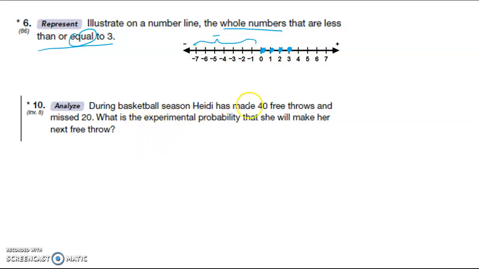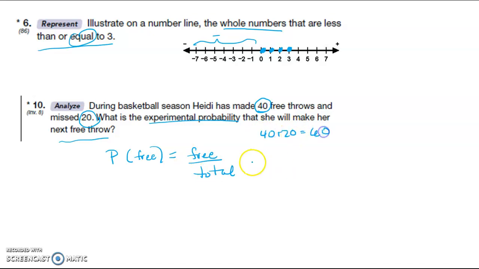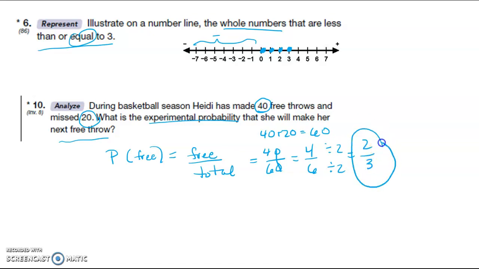Number 10, during the basketball season, Heidi made 40 free throws and missed 20. What was the experimental probability that she will make her next? So we want the probability of a free throw. It's going to be free throws over total. So our total here is 60. Out of 60, she made 40 of her free throws. And then we're going to have to reduce it. So the experimental probability she'll make her next free throw is 2 out of 3.